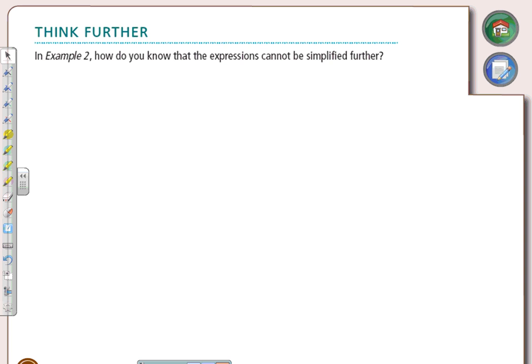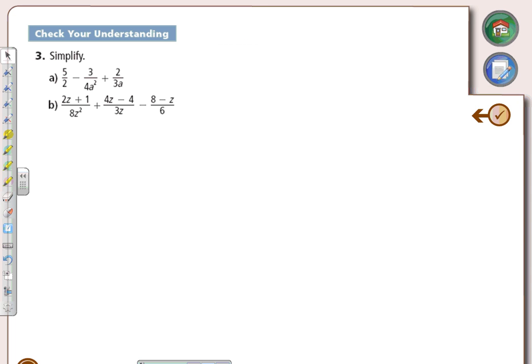Okay, so answering that next question, how do we know that the expressions cannot be simplified further? And we just talked about that. So put that into your own words of what you did. How did you know that it couldn't go any further? And last question now.